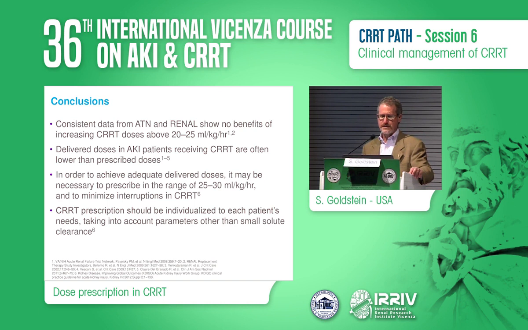So in conclusion, consistent data from the ATN and renal trials show no benefit of increasing doses above 20 to 25 mils per kilo per hour. Dr. Polevsky will show you that delivered doses in AKI may often be lower than prescribed doses, and so you should measure this. In order to achieve an adequate delivered dose, therefore, it may be necessary to prescribe in the range of 25 to 30 mils per kilo per hour to minimize interruptions in CRRT. But this dose should be individualized to meet each patient's needs, taking into account factors other than small solute clearance.